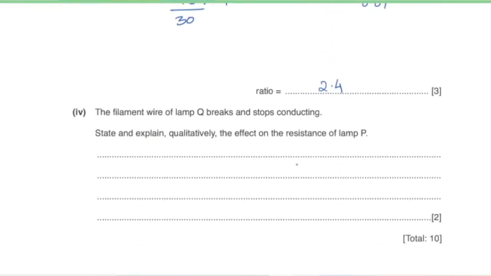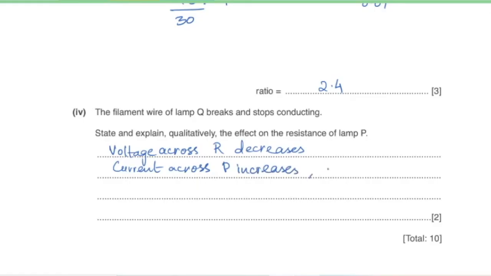So we can write that the voltage across R decreases, the current across P increases, thus the resistance of lamp P increases.